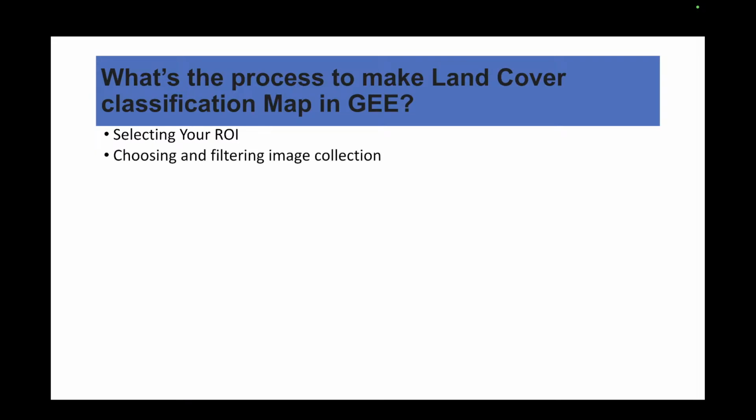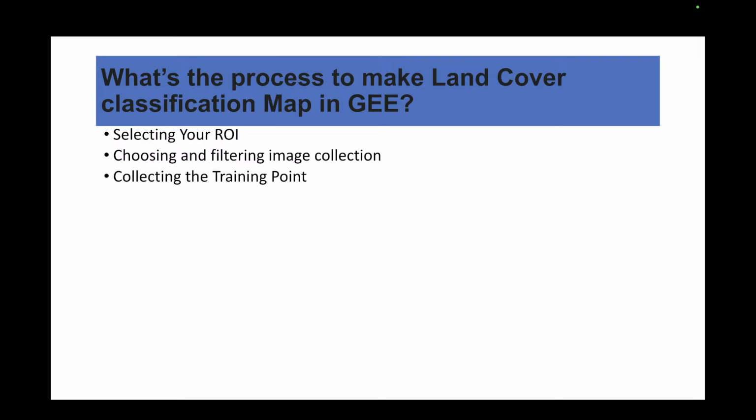Then filtering and choosing. First of all you choose your image collection, then filter your image collection. If you want, you can use Landsat or Sentinel; both are the same process for making the land use land cover classification. Just simply choose and then filter your image collection.